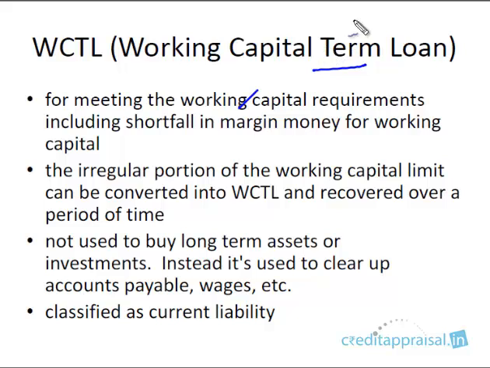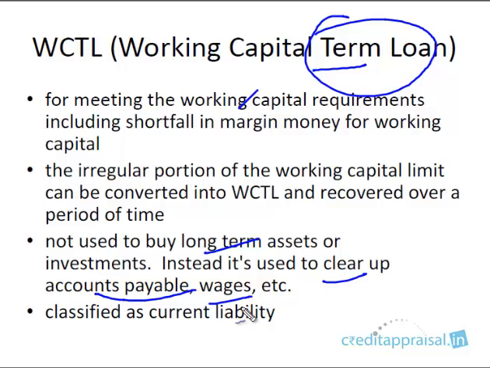This is not a term loan in the traditional sense where you buy long-term assets like land and building. No, it's not that sort of facility. It is used to clear up your accounts payable, wages, and those sort of items. WCTL is actually a term loan, but it is classified sometimes as a current liability. But the concept of WCTL is to convert the irregular portion of working capital into a term loan. So the correct classification is actually a term loan.